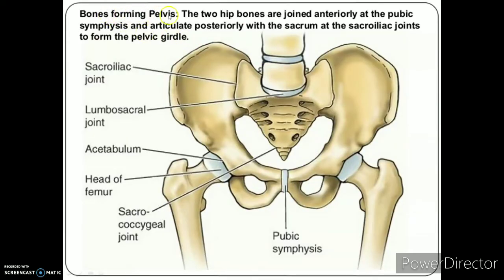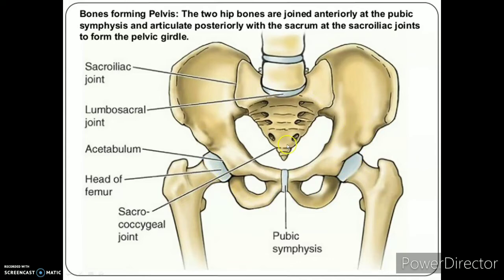So these are the bones forming the pelvis. The two hip bones are joined anteriorly at the pubic symphysis and articulate posteriorly with the sacrum at the sacroiliac joints to form the pelvic girdle. So this is known as the pelvic girdle. It consists of two hip bones. These two hip bones join together with the lower end of the spinal column. This is your sacrum and this is your coccyx, and these two bones are your femur. All together it forms your pelvic girdle.